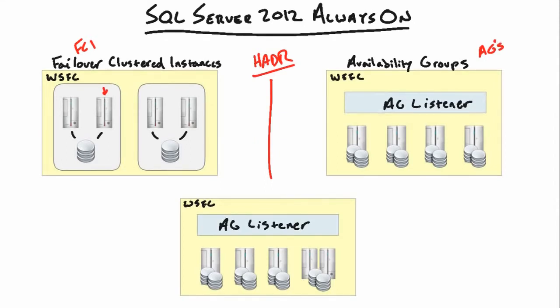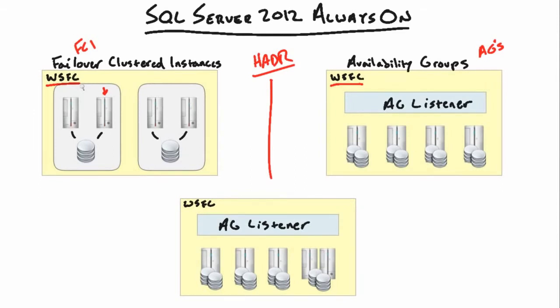To accomplish this level of HADR in previous versions of SQL Server was difficult to say the least. We had to use a hodgepodge of technologies, everything from log shipping to replication to database mirroring. We did have failover clustering, but it wasn't quite at the level that we have here in Always On. Both of these technologies sit right on top of Windows Server failover clustering. So the first thing we need to do before setting either of these technologies up is getting a Windows failover cluster up and running, which is pretty straightforward to do.